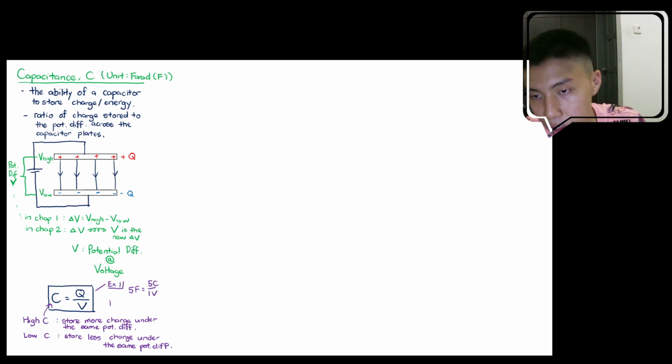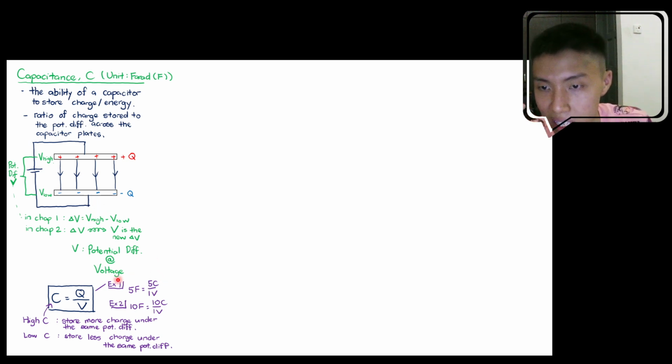For example 2, let's say you have a 10 farad capacitor. So if you connect it to 1 volt potential difference, right now you store 10 coulomb of charge. So do you see that even though they have the same potential difference of 1 volt, how do you have the same potential difference? You connect it to the same 1 volt battery. Sorry, let me explain again.